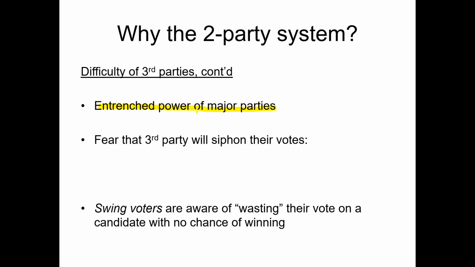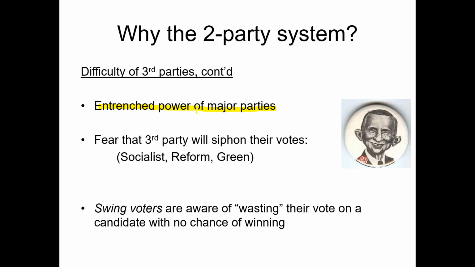I've already talked about the entrenched power of the major parties, and they are constantly worried that a third party could siphon some of their votes, and that has happened before. In the 1992 election, Ross Perot was a candidate for the Reform Party, and Ross Perot took enough votes away from George H.W. Bush to assist in him losing. It wasn't the only reason, but it assisted in the defeat of George H.W. Bush, who was running for re-election, and then that was when Bill Clinton was elected president.